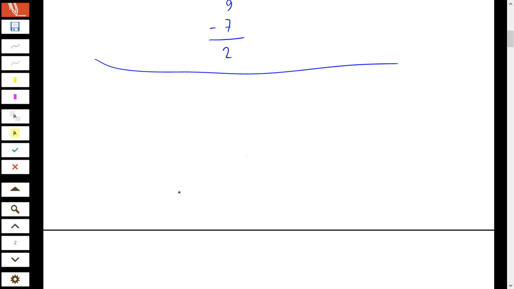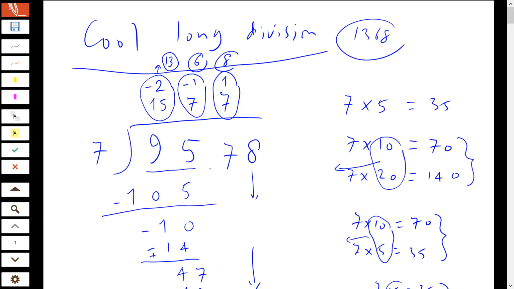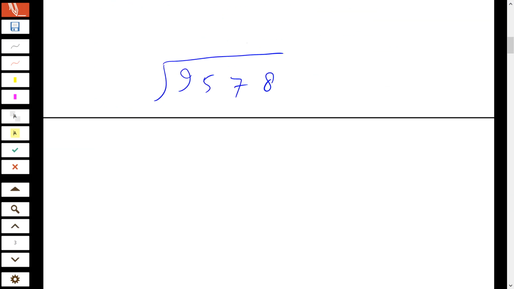Let's write it down here. 9578. Hope it's the same number. Yeah, 9578. And this time, instead of dividing it by 7, I want to divide this by 14. Yeah, the divisor is 2-digit. And let's see if this strategy works.